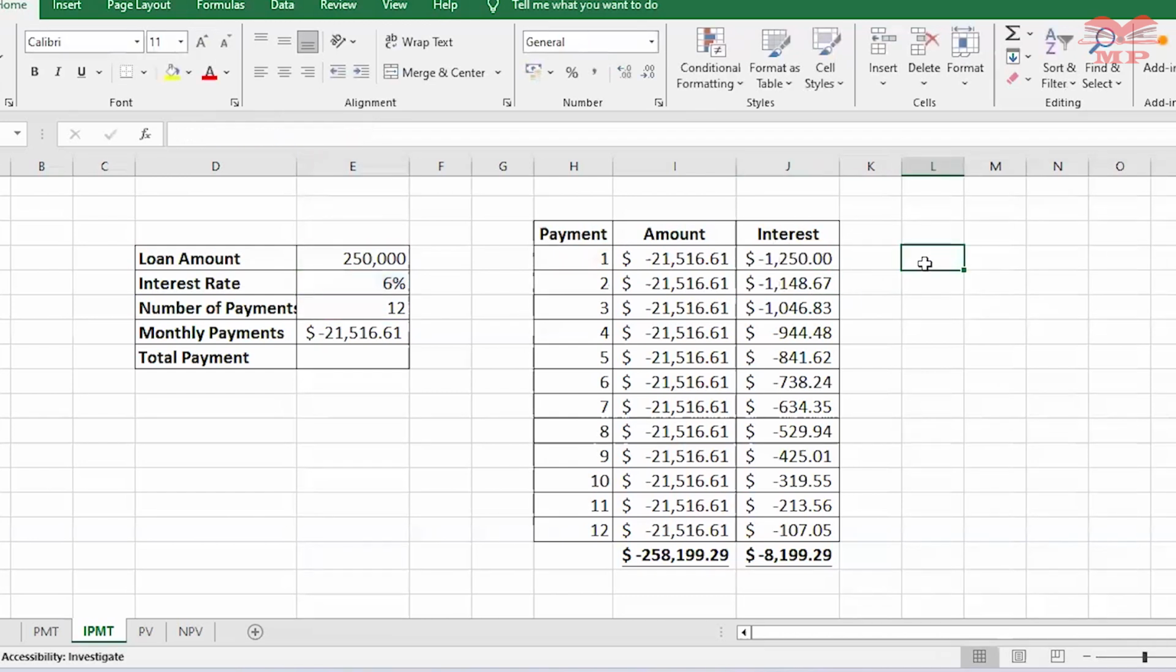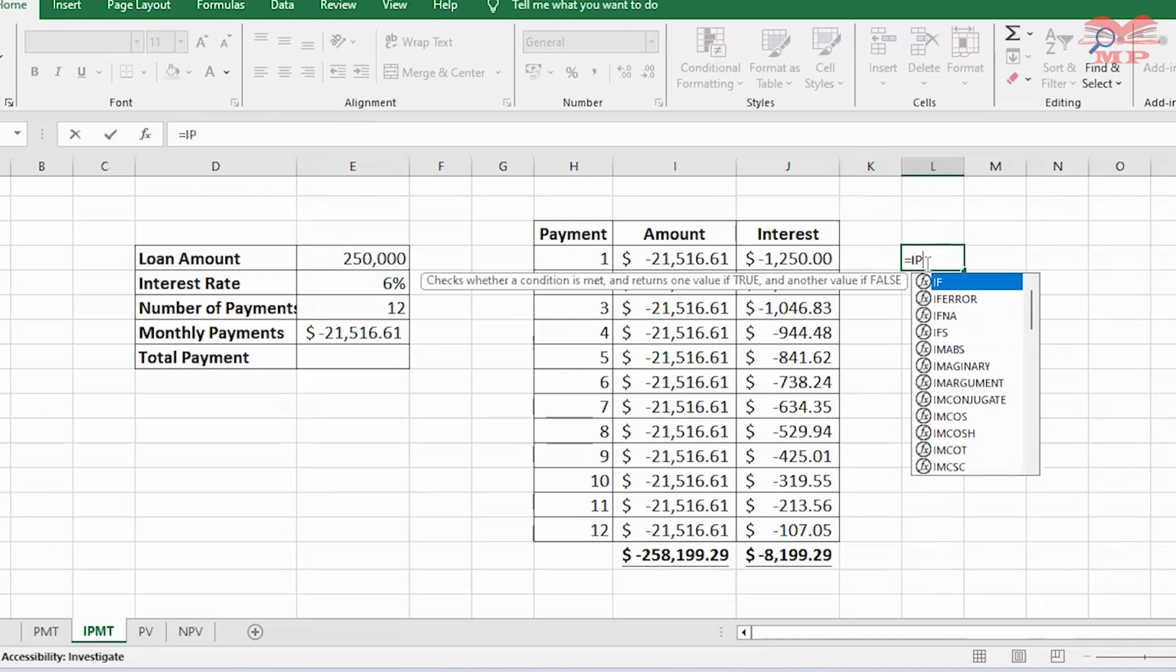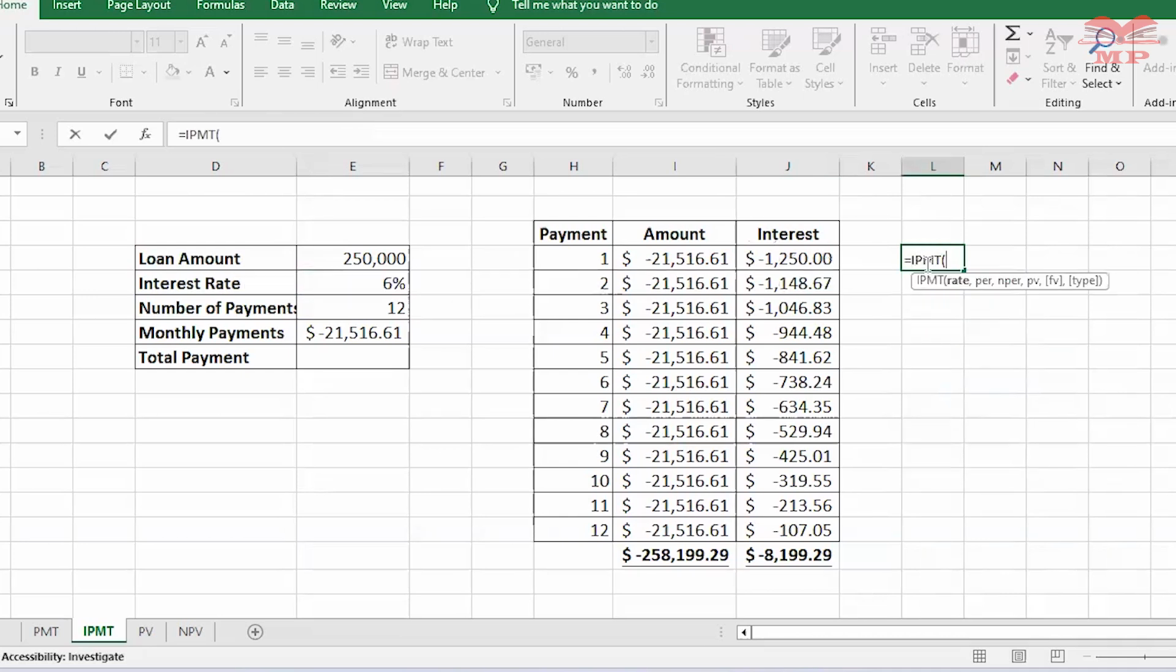Let's try working it out here one step at a time. So we start with IPMT, which is interest payment. The rate in this case is that, and divide it by 12. Remember to divide it by 12 because that's the monthly rate. The period is for each period. In this case, the current period is the first payment.